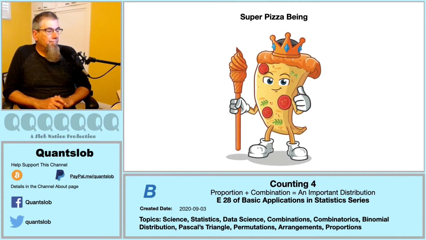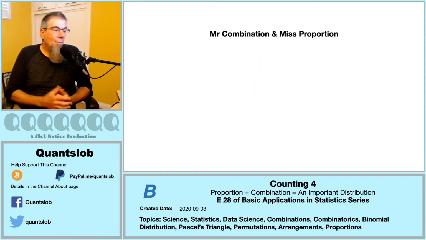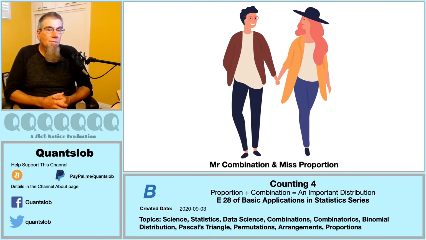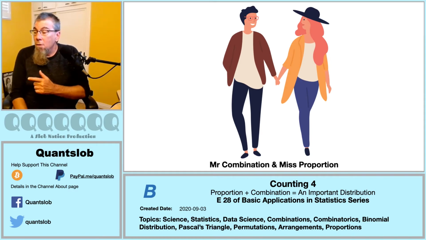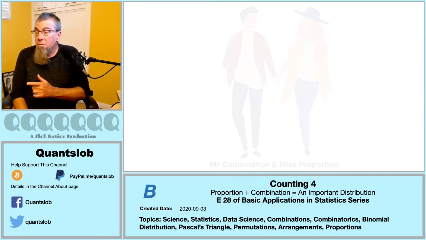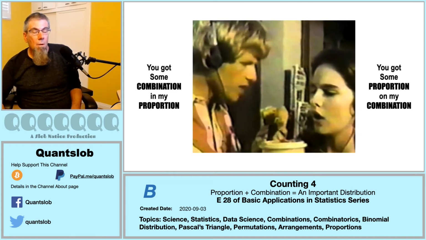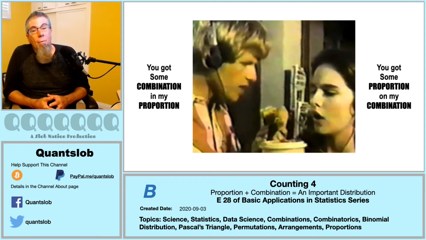this. But just when we think all is lost, well, I have to confess, we struggled coming up with the metaphor. I mean, I think that this is okay. Mr. Combination meets Miss Proportion. They seem pretty happy here. We also considered, hey, you got some proportion in my combination. No, you got some combination in my proportion. But, you know, who's going to get that reference? And honestly, I'm far from convinced that that is even amusing.